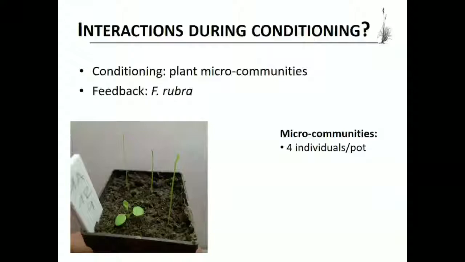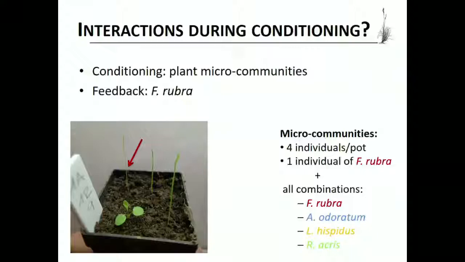I'm conditioning soil with some kind of microcommunities, which consist of the four experimental species. One of them is usually Festuca rubra, and the other three individuals are chosen from the other experimental species in all combinations you can imagine. So for example, here's another individual of Festuca rubra and another Anthoxanthum and Ranunculus acris. So we are missing Leontodon hispidus here, but there are many more combinations of these. And I'm really curious about this experiment because we will see how different species composition in the community can impact further growth of plants.